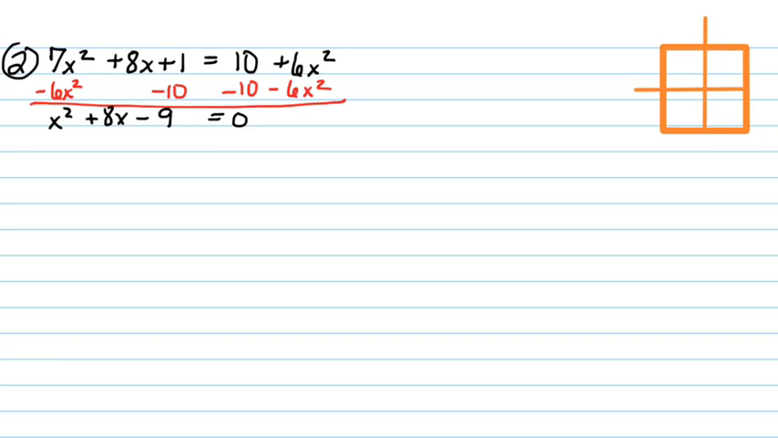Now I'm going to come over to my box. X squared goes in this corner. Negative 9 goes down here. So I want to know what two things will multiply to give me a negative 9x squared that will add to give me a positive 8x. And so that would be a positive 9x and a negative x. And so I place them in my box.